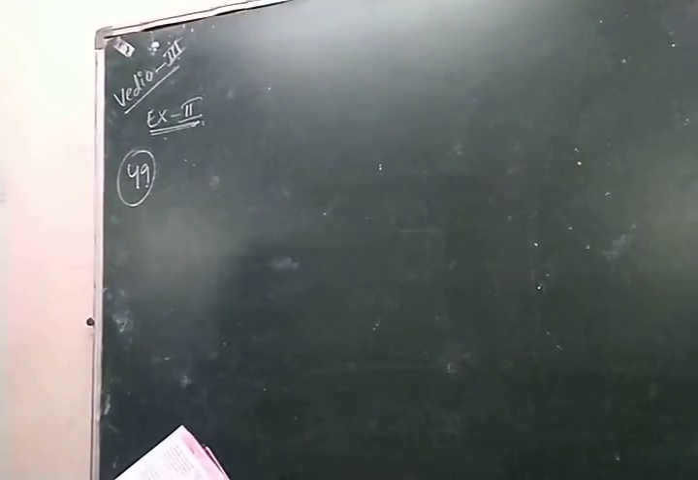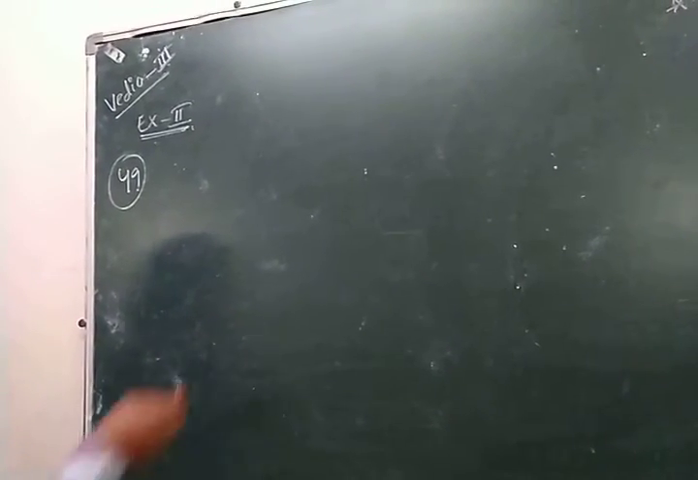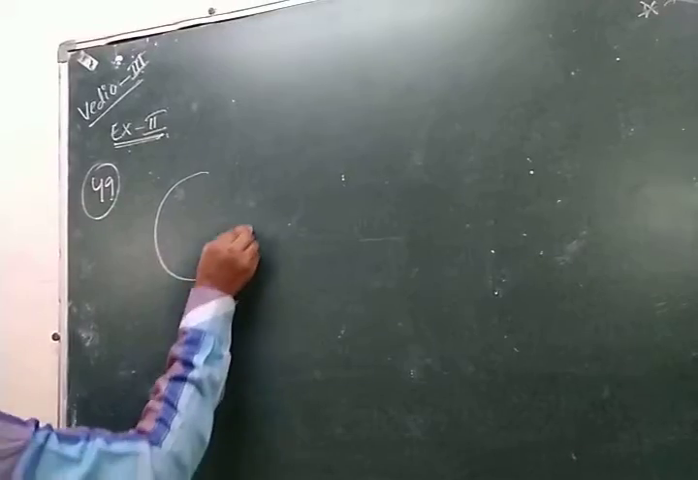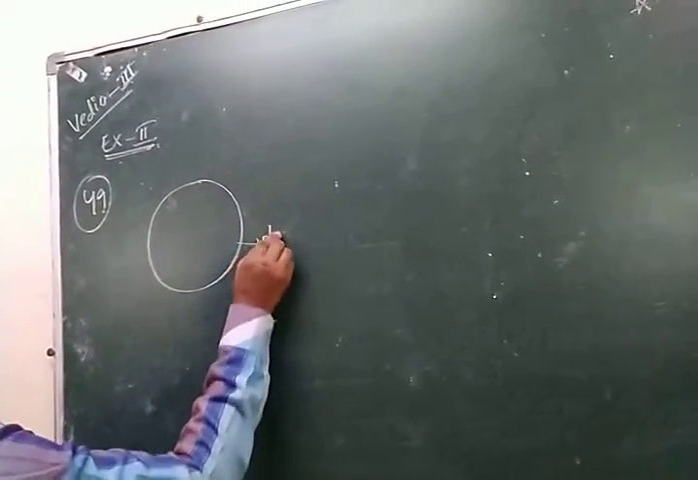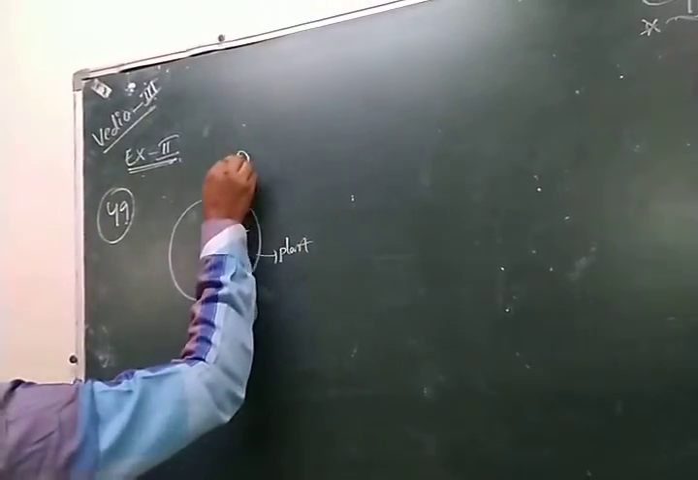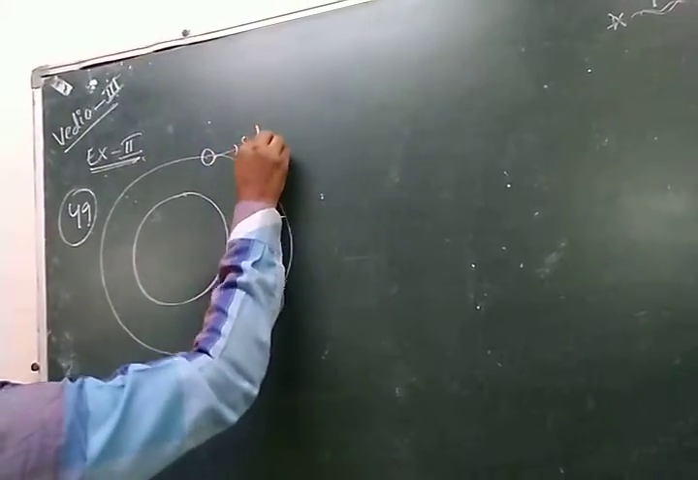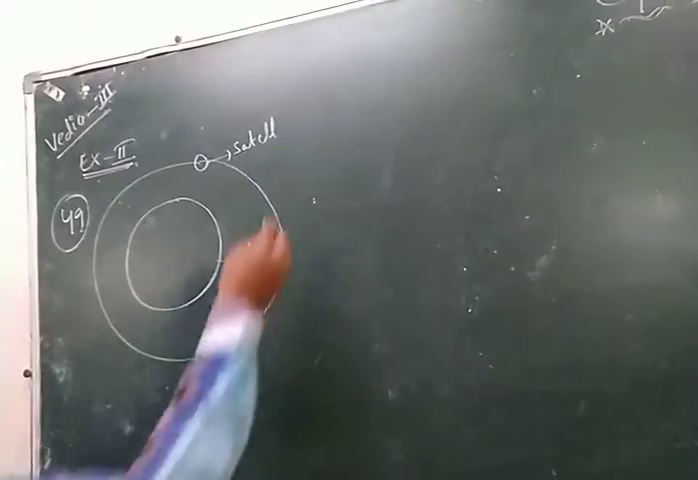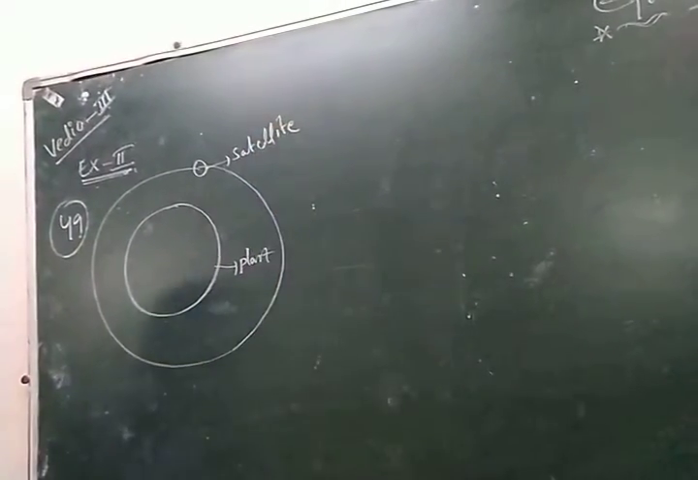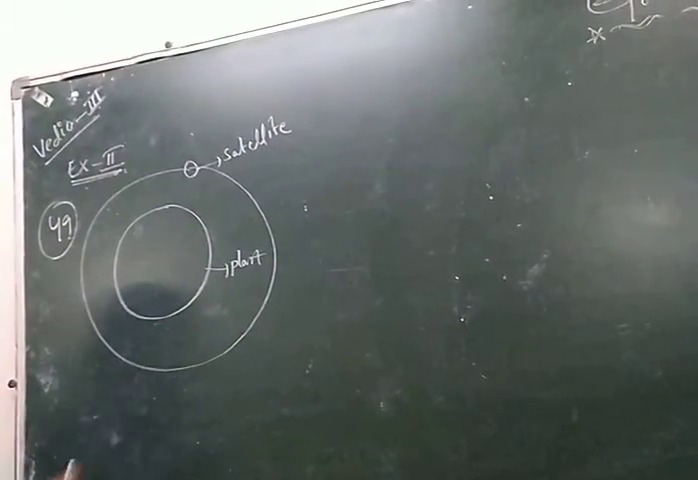A satellite is revolving very close to the planet. See, this is the planet. Here are the satellites, revolving closer to here. The satellite is revolving around the planet very close to the surface.